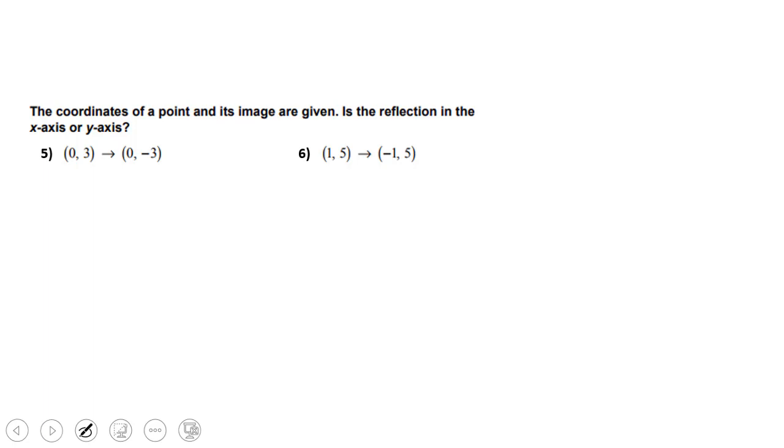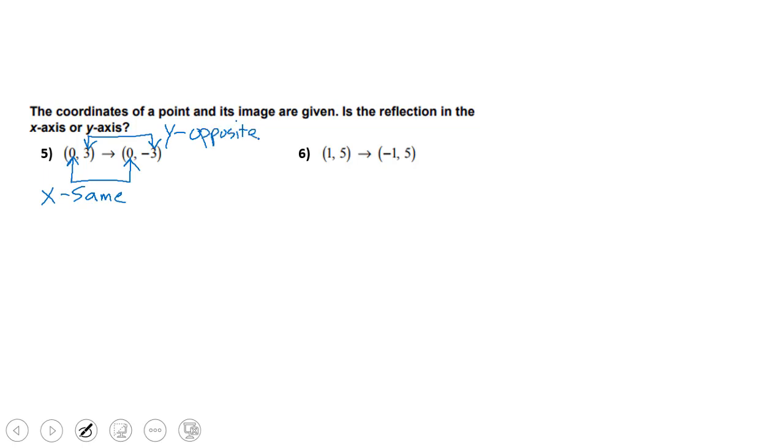That if we reflect across the x, the x coordinate stays the same and the y coordinate is opposite. If we reflect across the y, well then the y coordinate stays the same and the x coordinate is opposite. So when I come over here and I take a look, 0, 0, well the x coordinate stayed the same. Okay, and 3 to negative 3, the y coordinate was opposite. So the x stayed the same, and the y is opposite.